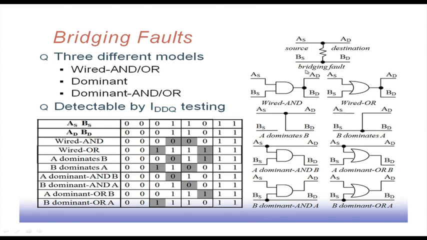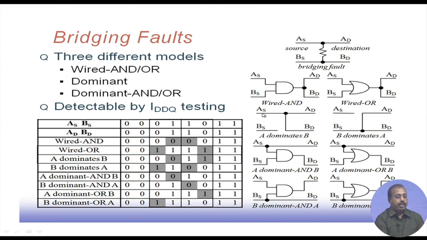Now, depending upon the technology we are using, the manifestation may be of different types. We can have a wired AND type of connection, a wired OR type of connection, and a dominant connection. Take this one, the wired AND connection: AS and BS, these two values are ANDed and the result is available at AD and BD. If AS and BS are both 1, then AD and BD are both 1. If one of them is 0, then both destination values become 0. Similarly, there may be a situation where we get a wired OR connection, where the two source values are ORed and the result is available at both destinations. Both destinations get the same value. That is the wired AND/OR type of fault. Then we can have a dominant fault, where one line dominates over the other one.